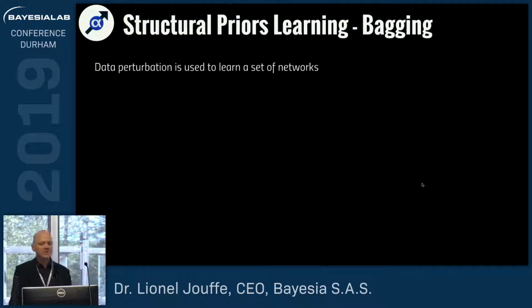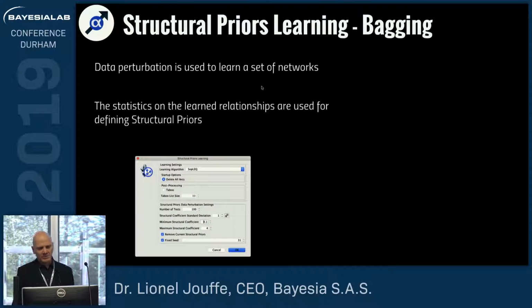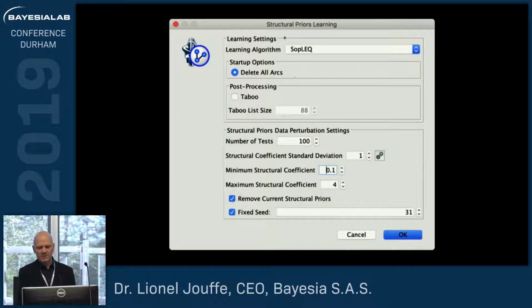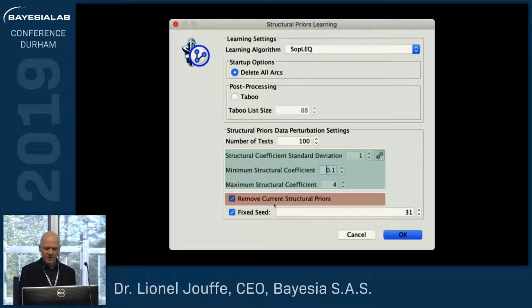Now we have also used this approach for learning the structural prior. So this is what we can qualify as a bagging method, right? So same thing, we perturb the data, and we use that for learning networks, right? And we are computing statistics on the connections we found, right? So here, I define the learning algorithm I want to use, Sublake, then my structural coefficient and the range, so from 0.1 to 4, I'm really trying to reduce the structural coefficient and also to increase it. And then here I'm going to remove the current set of priors, because if you don't do that, you are going to use the previous one.